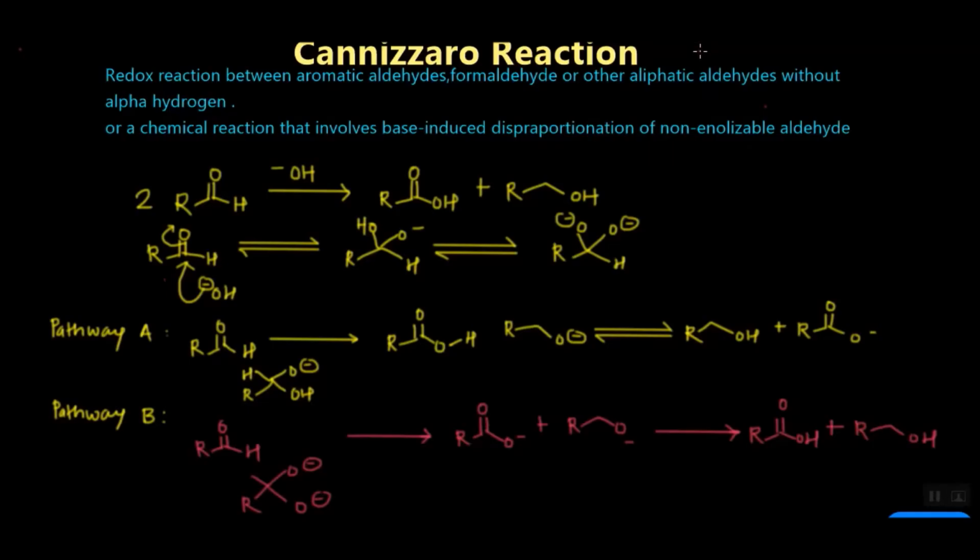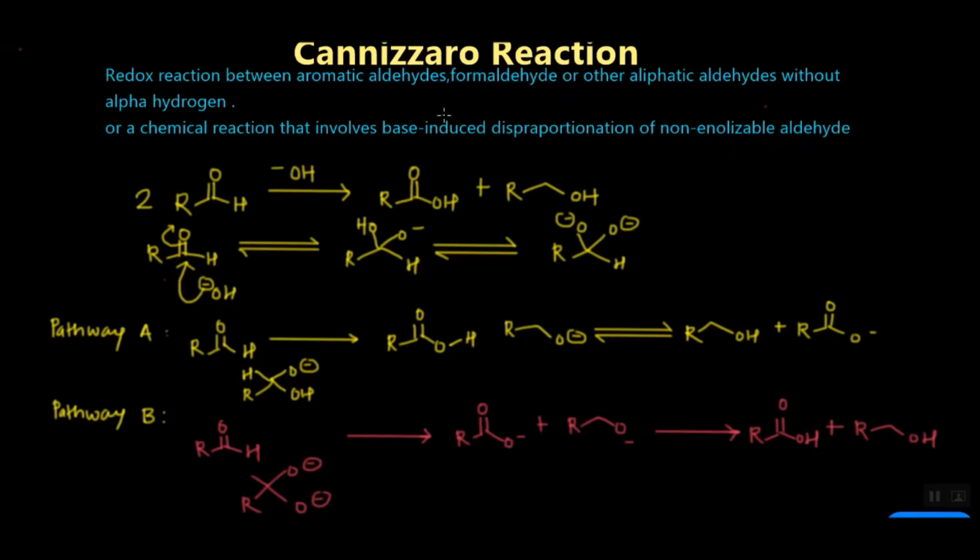Hello everyone. Today we are going to talk about the Cannizzaro reaction. What is the Cannizzaro reaction? It is a redox reaction between aromatic aldehydes, formaldehyde or other aliphatic aldehydes without alpha hydrogen, or in other words, a chemical reaction that involves base induced disproportionation of non-enolizable aldehyde.